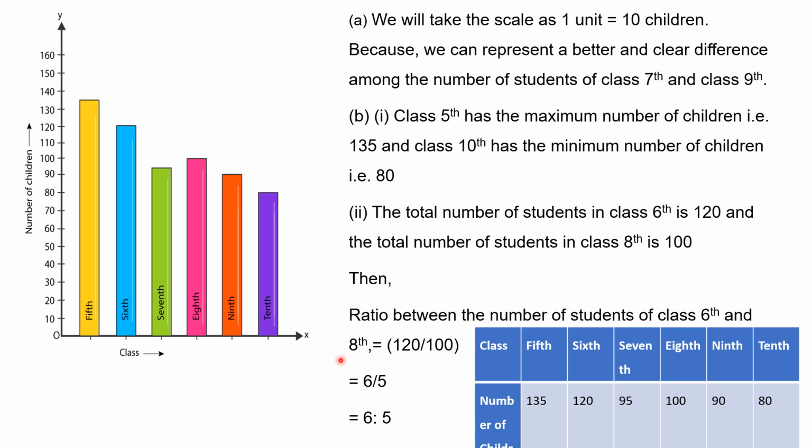X-axis is class, y-axis is number of children. Here you have to write 1 unit is equal to 10 children. First is 5th standard, that is 135 students. So in between 130 and 140, in the graph sheet, you have to select the small line. So 135. 6th is 120. 7th is 95, in between 90 and 100. 8th is exactly 100. And 9th is 90.